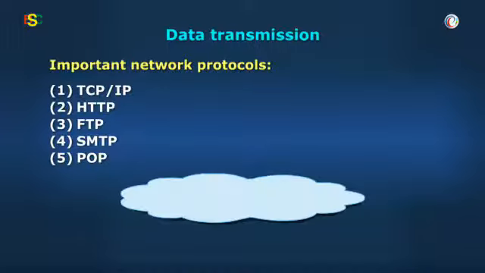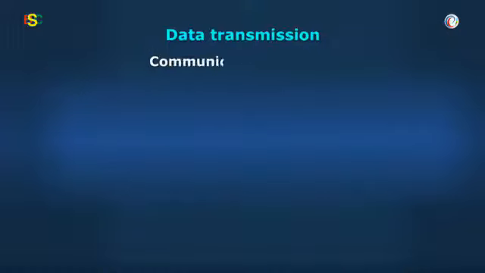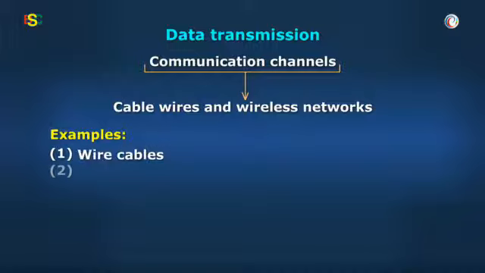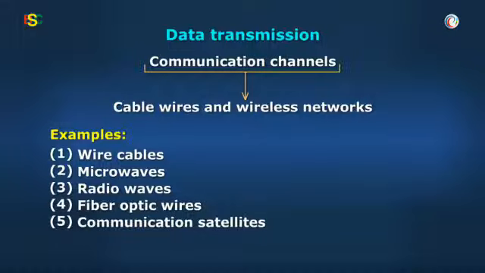Okay, can you tell me more about the links which connect the devices in a network? Yes, Vidya. These links are called communication channels. Cable wires and wireless networks act as these communication channels to transmit data between different devices. Some prevalent communication channels are wire cables, microwaves, radio waves, fiber optic wires, communication satellites.